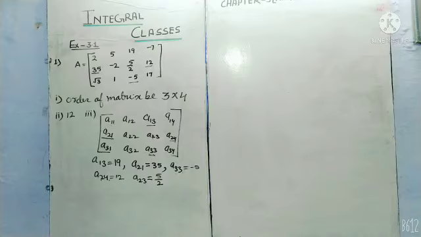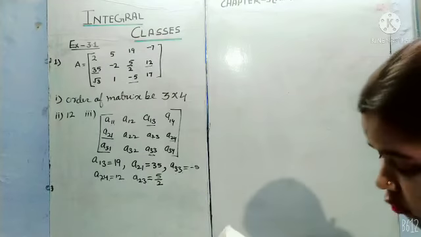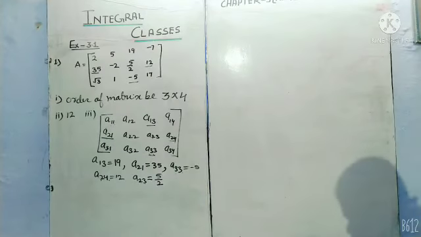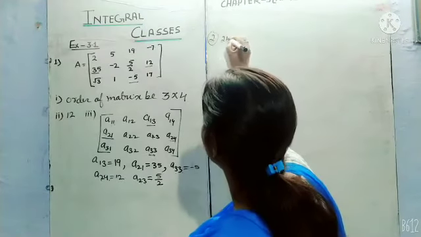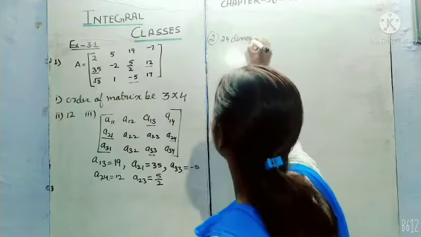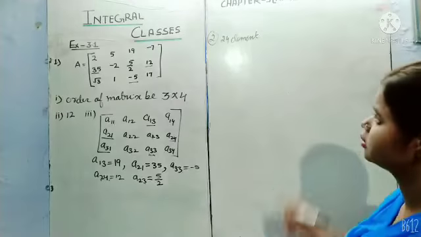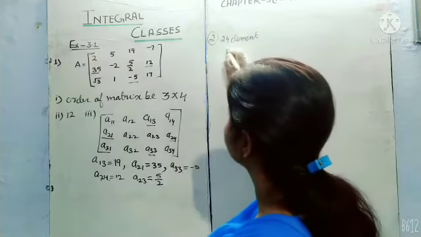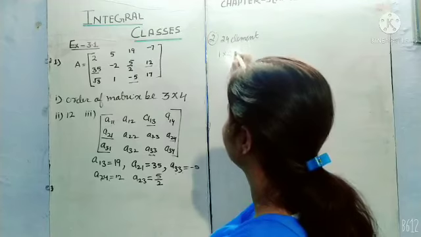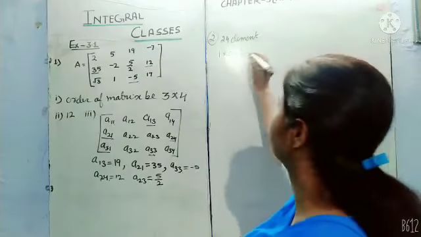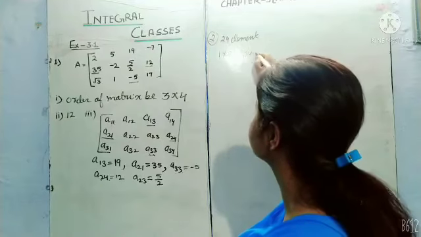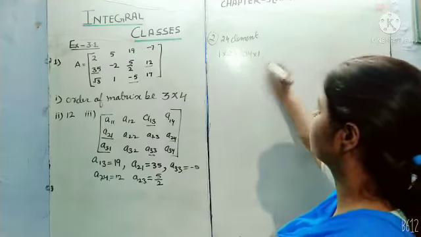Now come to question number 2. In question number 2, student, we are given: if a matrix has 24 elements, what are the possible orders it can have? So it consists of 24 elements. We will find the factors. If the order is 1 by 24, it means 1 row and 24 columns. Second is its inverse, 24 rows and 1 column.